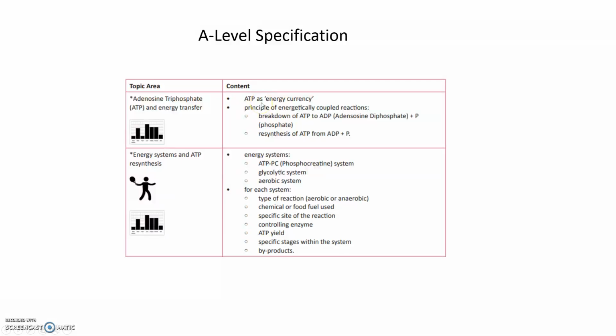Okay, now in terms of the specification, we've already looked at this area here, i.e. ATP being the energy currency. Energy systems, we've looked at ATP-PC and the glycolytic system, and these processes related to those energy systems. Over the next couple of days we're going to do the aerobic system, and we're going to ensure that we know all this information here with regards to the aerobic energy system.